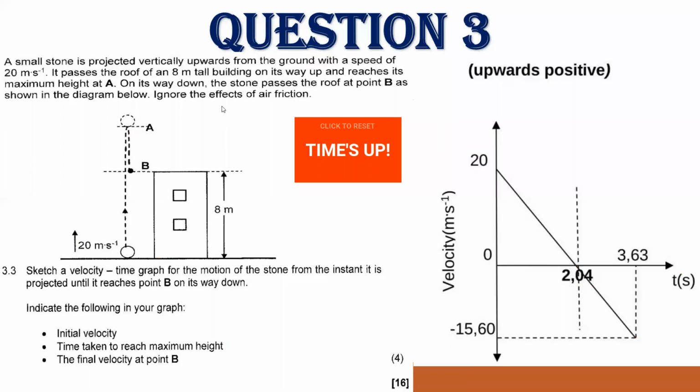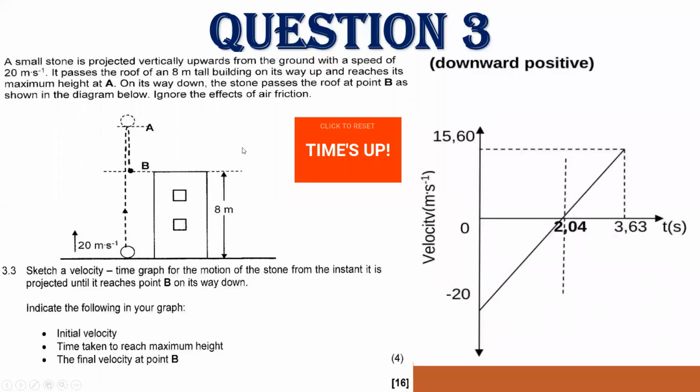So next one, if you say down positive, what's going to happen? Now, if you say down positive, your V initial equals minus, because opposite direction, as you see. And then this one will be positive. So plus 15.60 at point B. So graph starting from negative 20 to 0, and time from ground to point A, 2.04. And then it is coming 3.63 time when it's coming to point B. All right, time you are using.